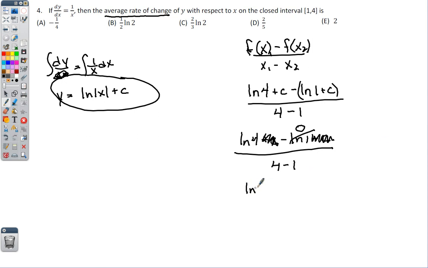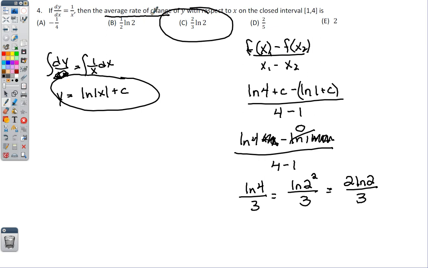Wait a minute, I don't have that anywhere. But look at the two natural logs that I do have. I have natural log of 2 and natural log of 2. Can I make this into the natural log of 2? Yeah, I can. I could say that that's the natural log of 2 squared over 3. And then I could bring the 2 out front and make that 2 natural log of 2 over 3. And that is letter C. There you go. Not too bad, right?